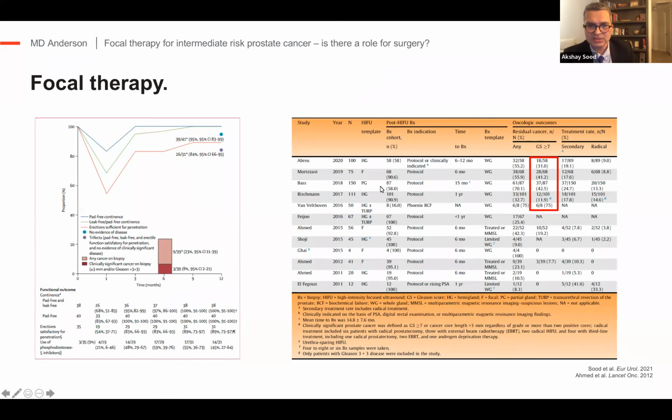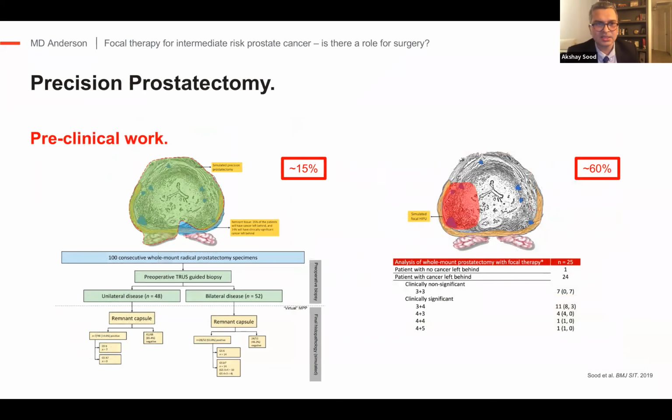And what you can see is the more recent studies that have been published in the last 5 years or so, all these studies were performing protocol template biopsies of the prostate, not just of the treated lesion, but of the whole gland. So their biopsy template was whole gland. And you can see when they perform whole gland biopsies, clinically significant prostate cancer residual rate is close to 30 to 40%, so much higher than the original study. And it makes sense, as I will show you in a second here.